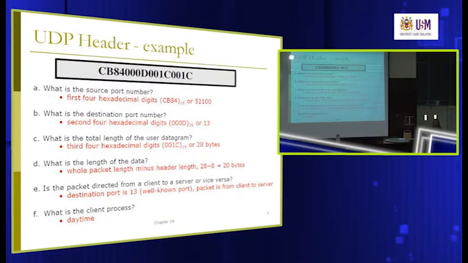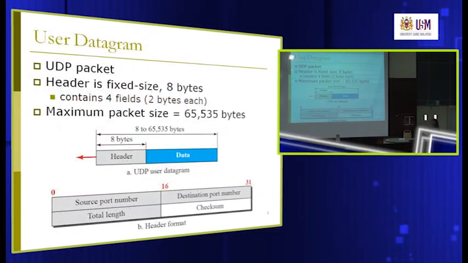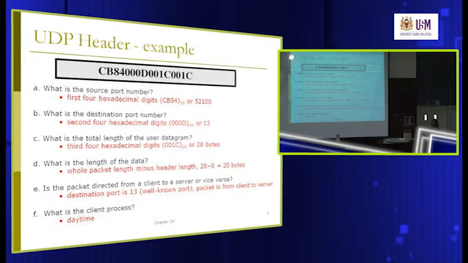So how much data do we have in this packet? We subtract the header. The header is 8 bytes, right? So 28 bytes is the whole thing, and the header is 8 bytes, so the remaining must be 20 bytes. So our data length is basically 20 bytes.